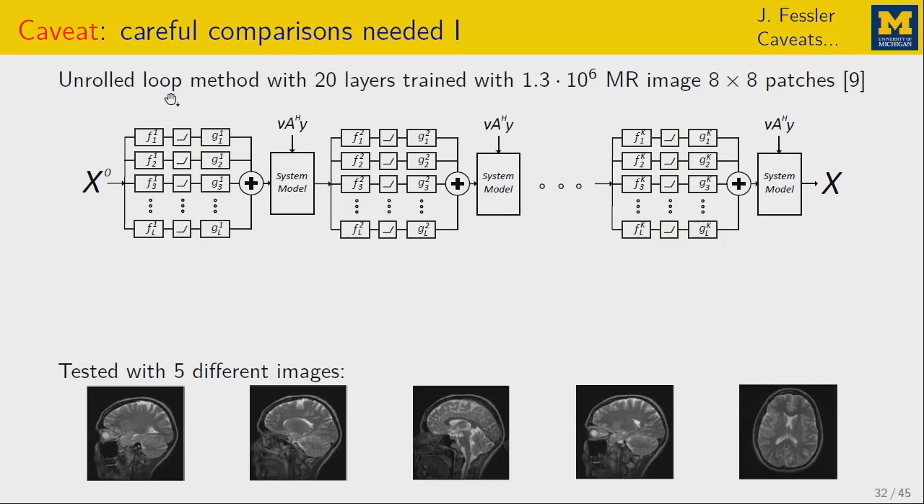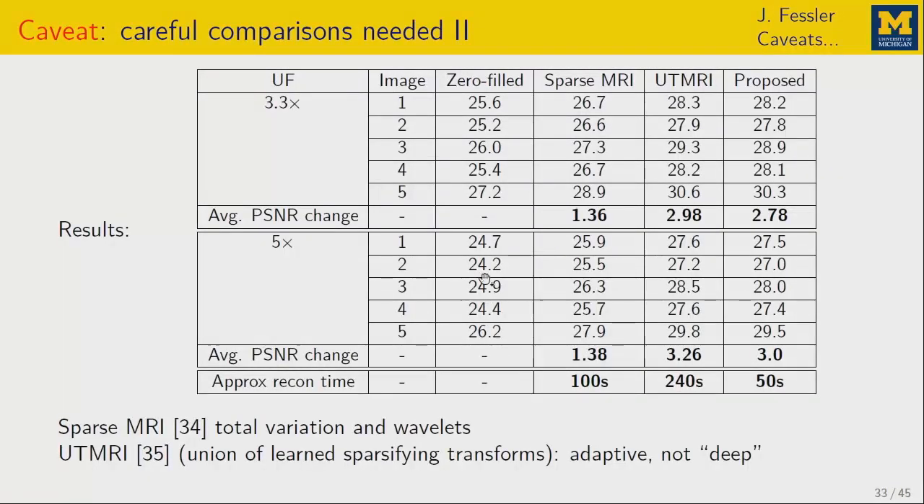Wrap that in with the caveat that I think careful comparisons are needed when comparing deep learning methods to alternatives. So my group has also worked on the kind of unrolled loop algorithm that Tom just described, where we've trained an unrolled algorithm with 20 iterations, layers, with a bunch of image patches, and we've learned the transform coefficients and so on. And then we've tested on 5 different images. And here's a table with lots of numbers, and I'll give you the big take-home message here.